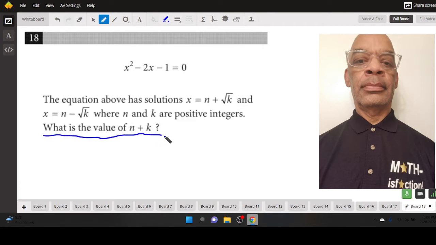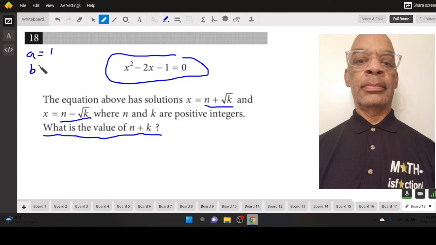What is the value of n plus k? I have a quadratic equation. Standard form equals 0. Solutions are n plus k and n minus k. So this is leading to using the quadratic formula. A equals 1, B equals -2, and C equals -1.